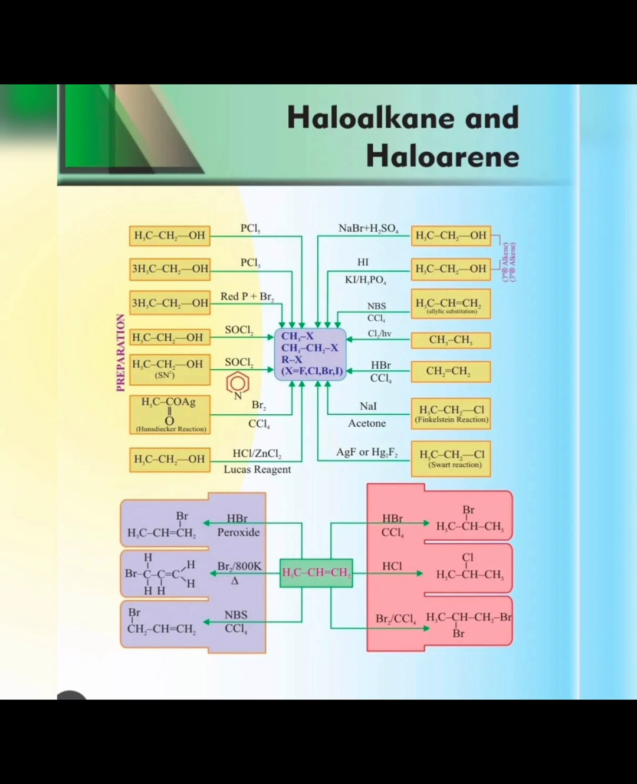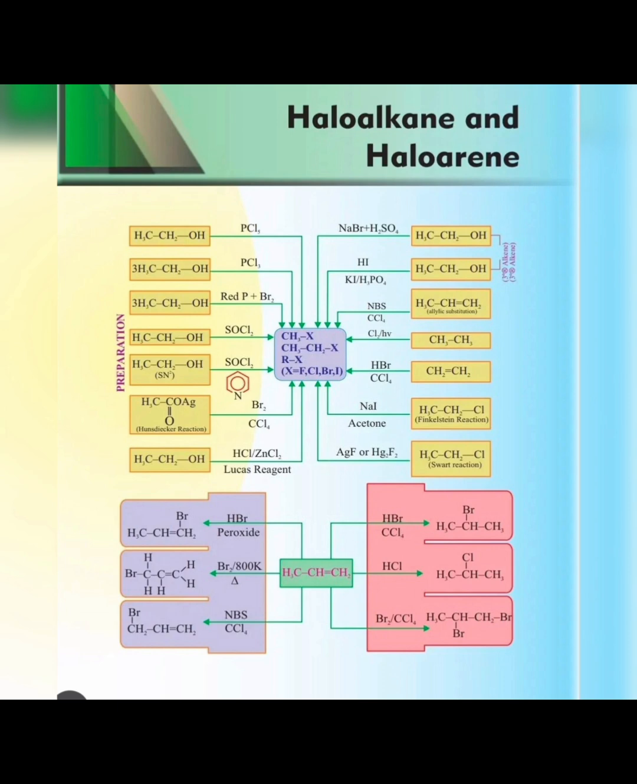Similarly, when excess ethanol reacts with red phosphorus in presence of bromine, it gives the corresponding ethyl bromide as a final product. When ethanol reacts with thionyl chloride, it gives the corresponding ethyl chloride as a final product. In this reaction, when pyridine is used as a base, the reaction follows the SN2 mechanism and gives the corresponding ethyl chloride as a major product. When silver acetate reacts with bromine in presence of carbon tetrachloride, it gives the corresponding alkyl halide as a final product. Such a reaction is also called a name reaction, the Hunsdiecker reaction.